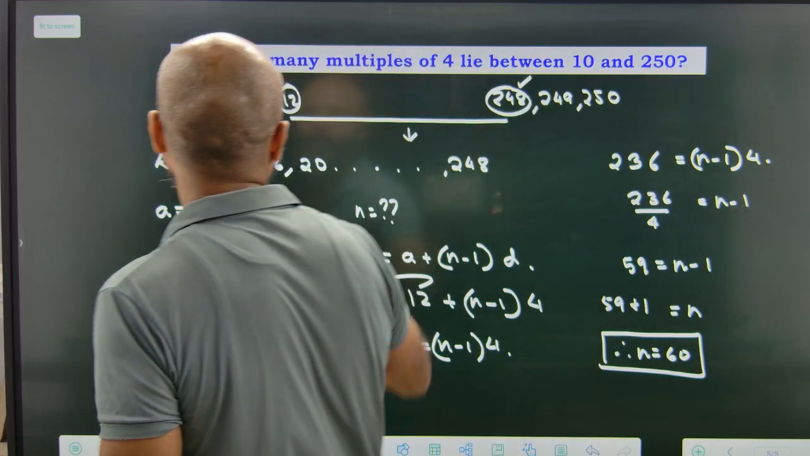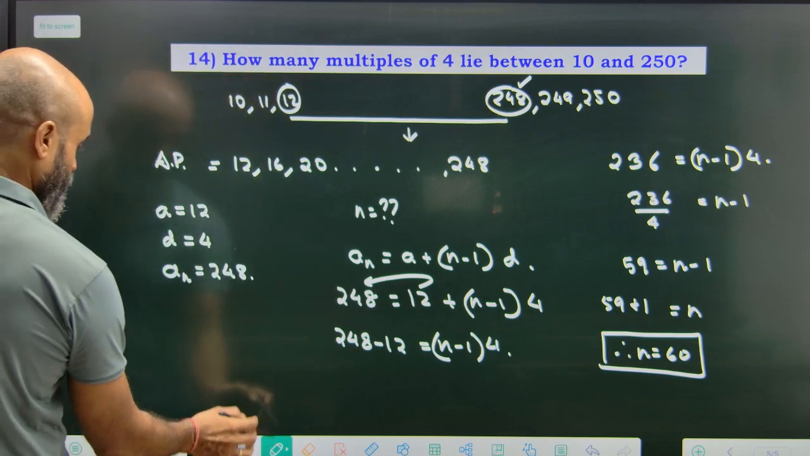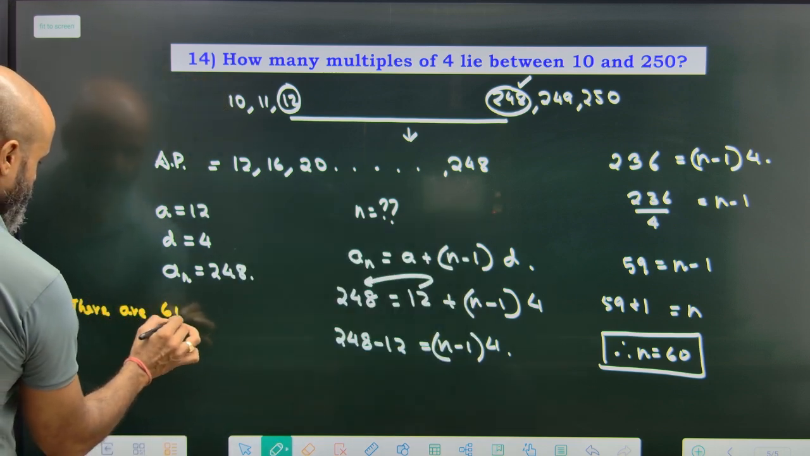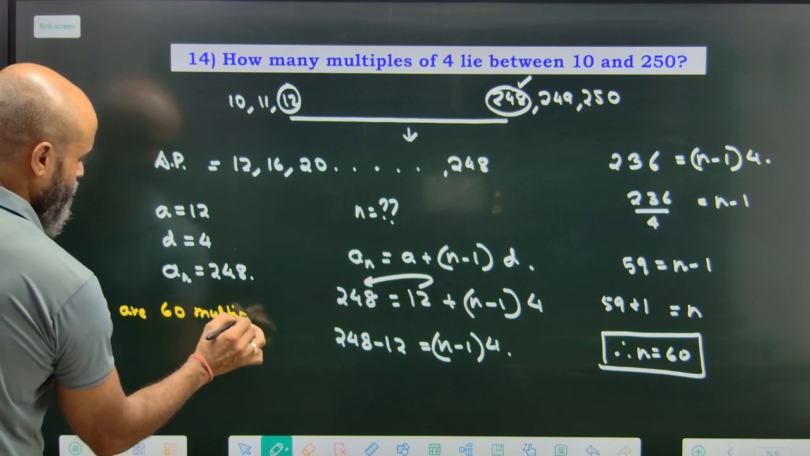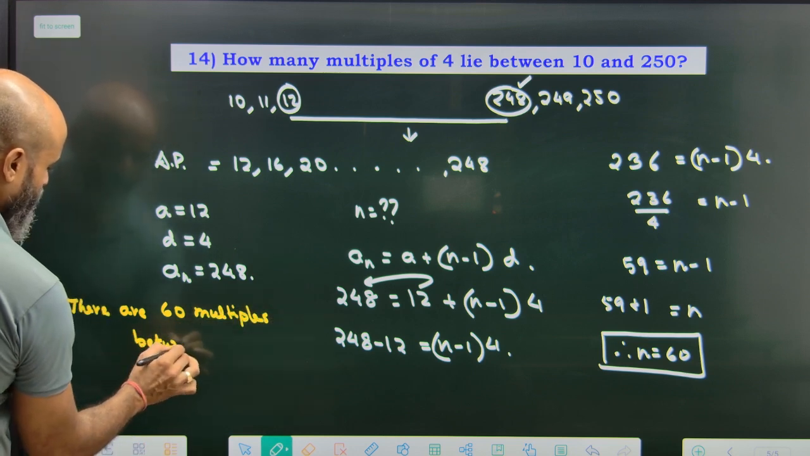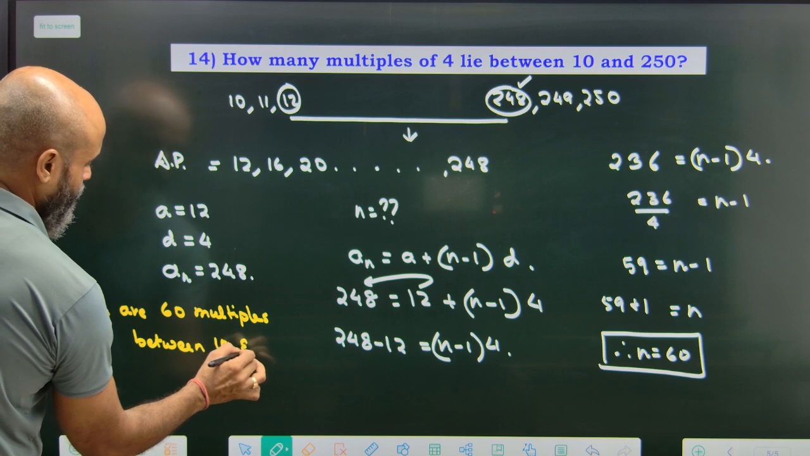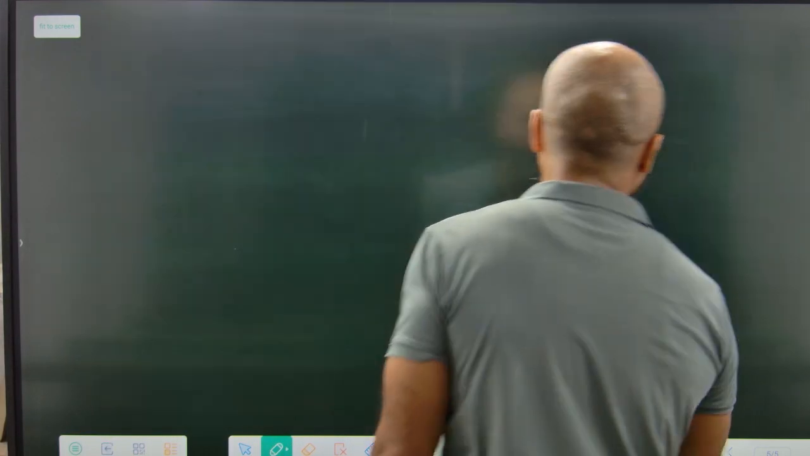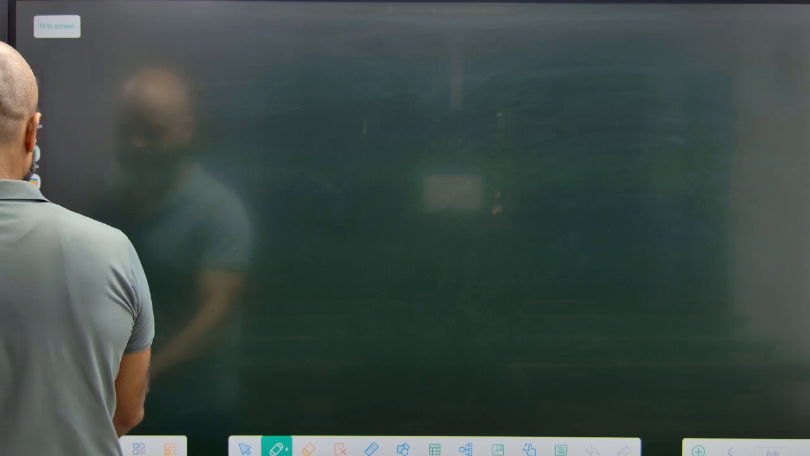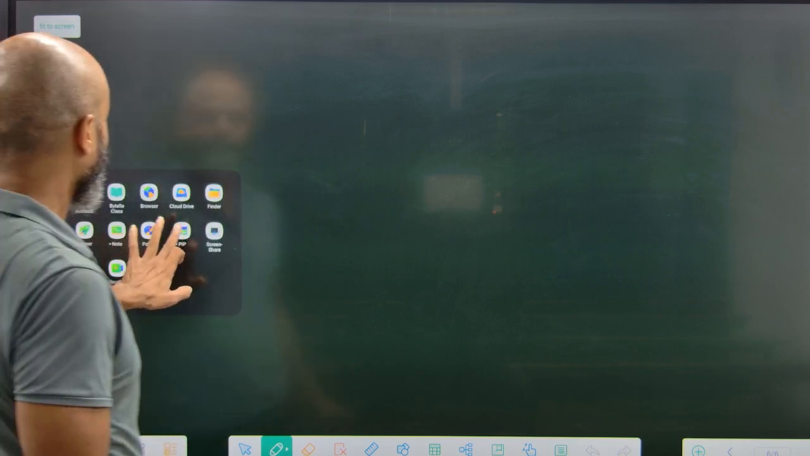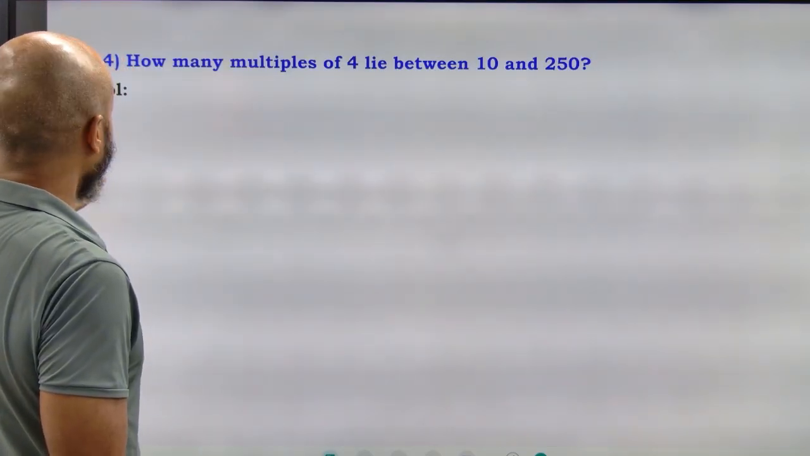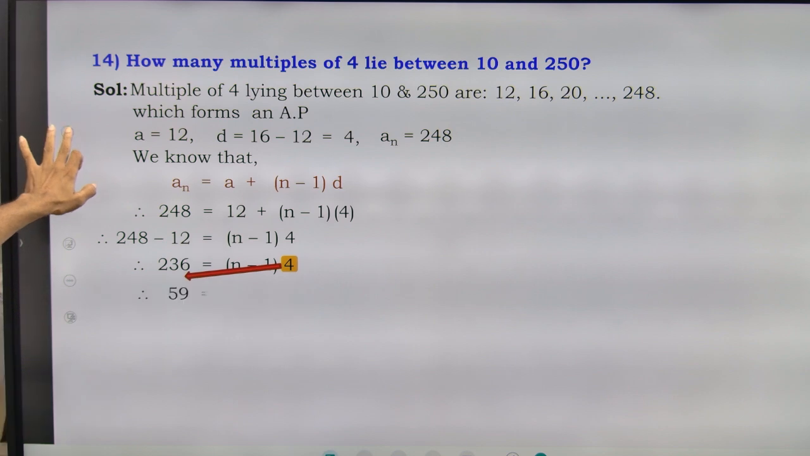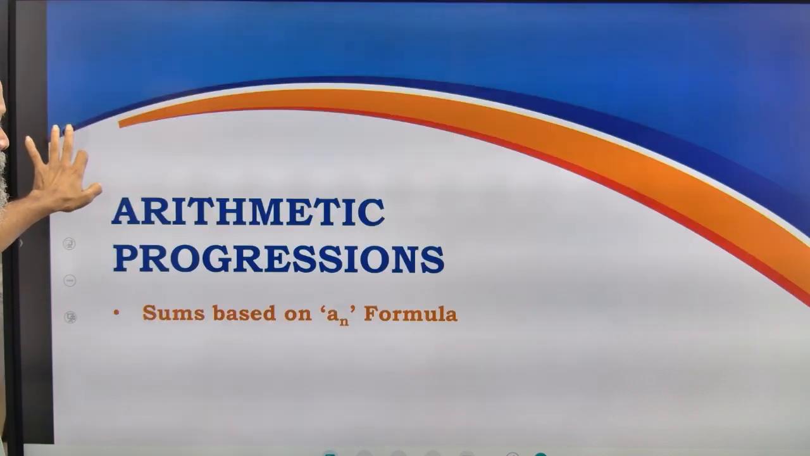So we can say that there are 60 multiples between 10 and 250. Okay, that's how we will proceed here. So this is basically 60 multiples between 10 and 250.